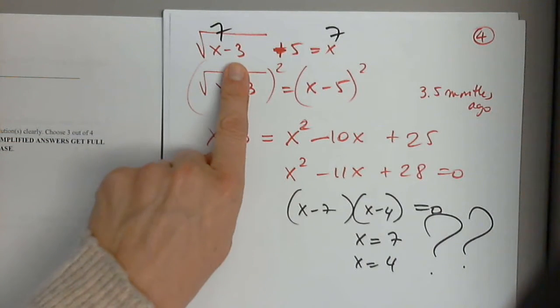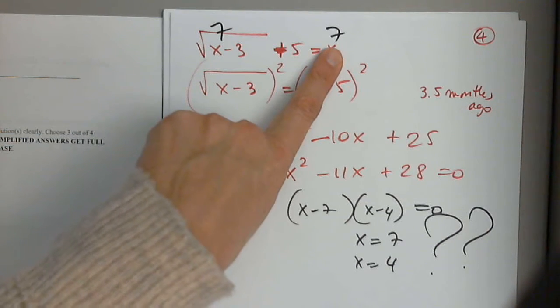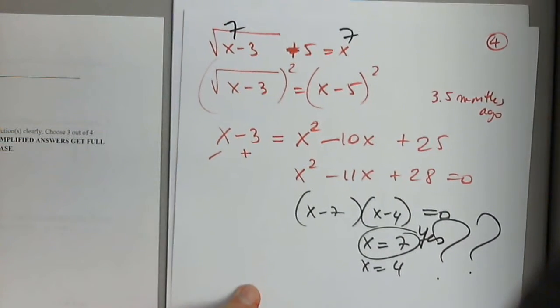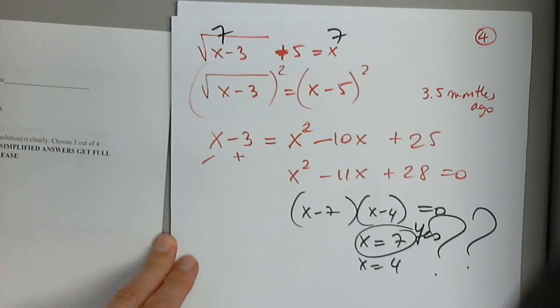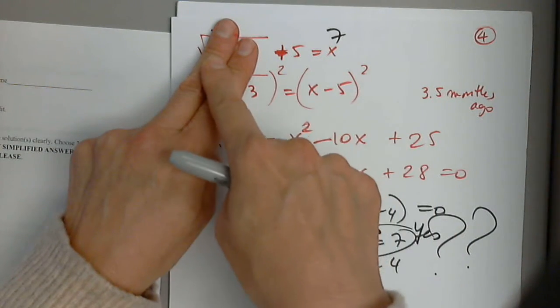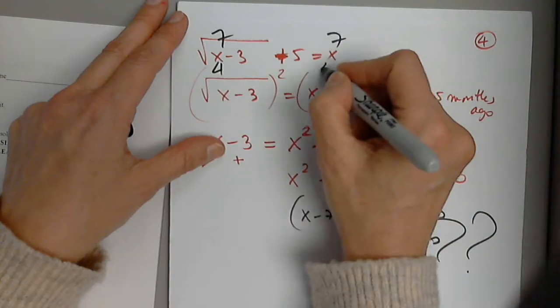So 7 minus 3 is 4. The square root of 4 is 2. Is 2 plus 5 equal to 7? Yes. So I will say yes for 7. Now I'm checking 4. You know it's not going to work. How do I know? Because if this is 4 and this is a positive number plus 5, can I get 4? No. So let's check anyway.